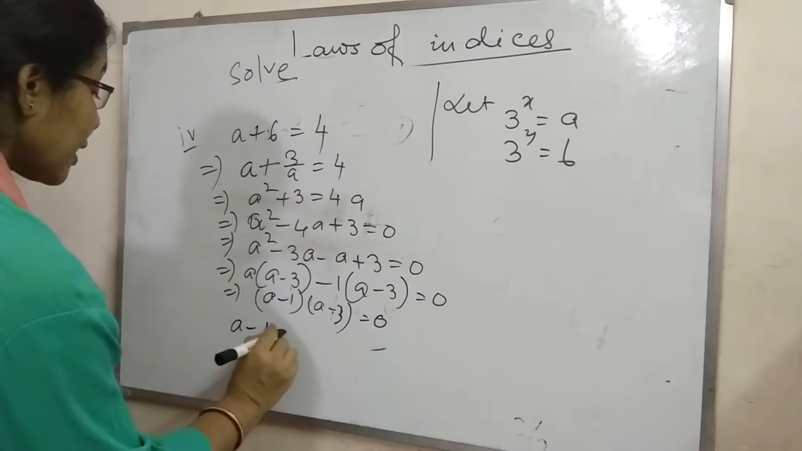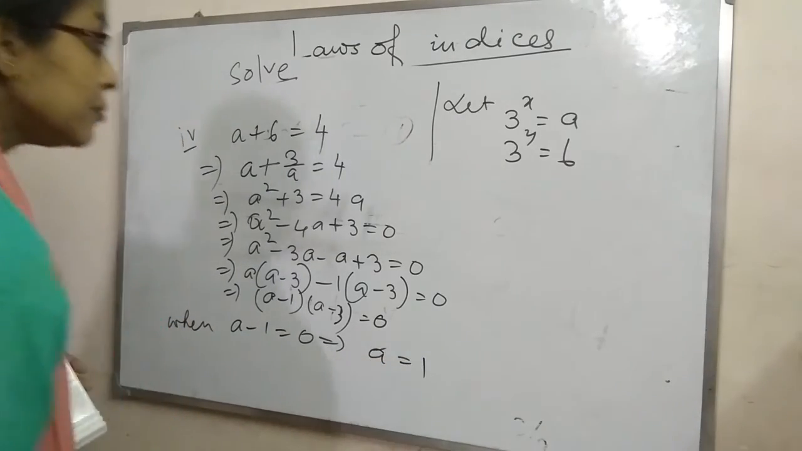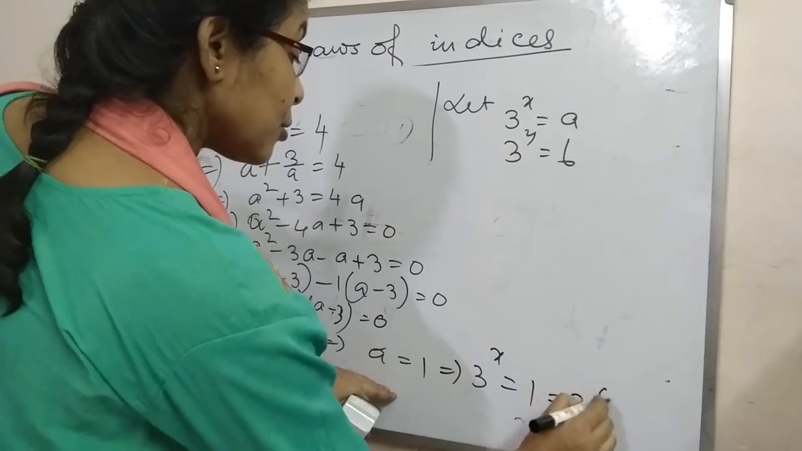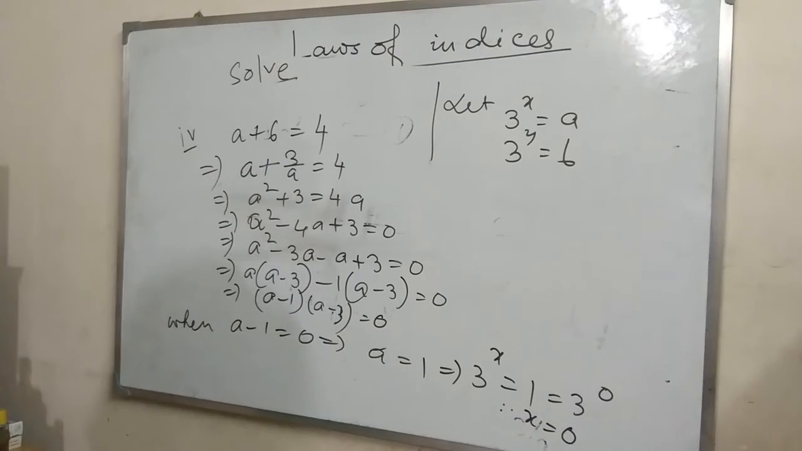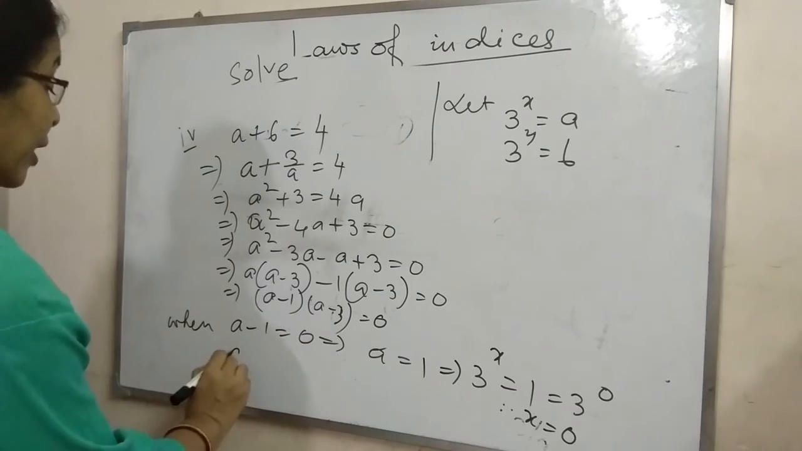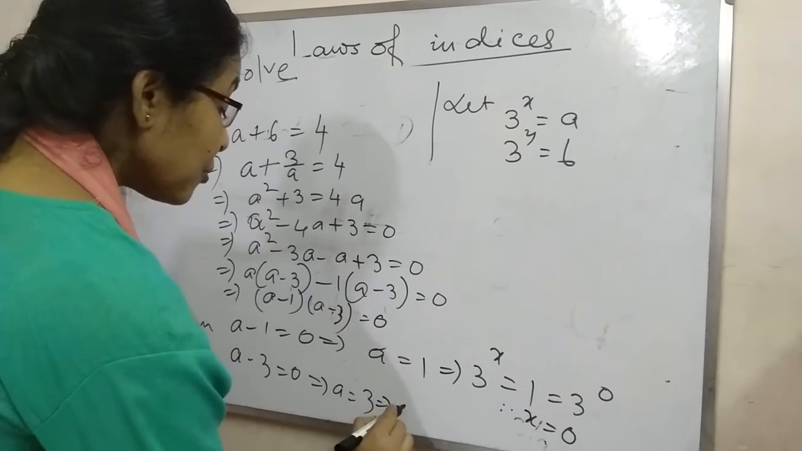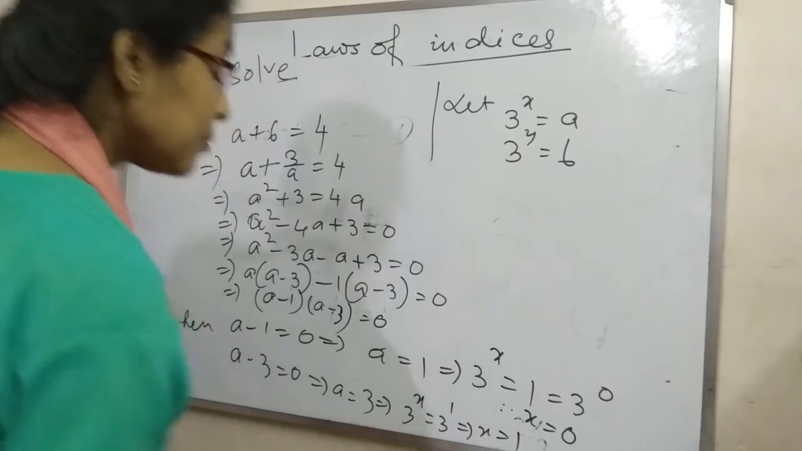When a minus 1 equal to 0, then a equal to 1. So 3 to the power x equal to 1 equal to 3 to the power 0, that is x equal to 0. And when a minus 3 equal to 0, then a equal to 3. Therefore 3 to the power x equal to 3 to the power 1, that is x equal to 1.